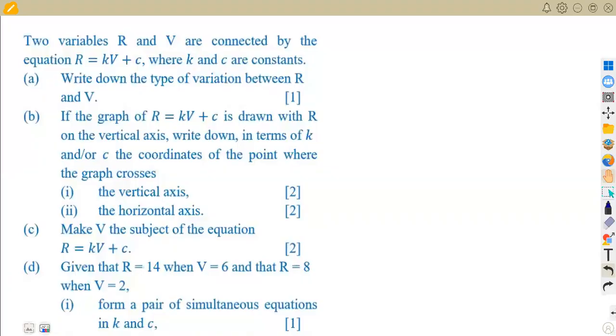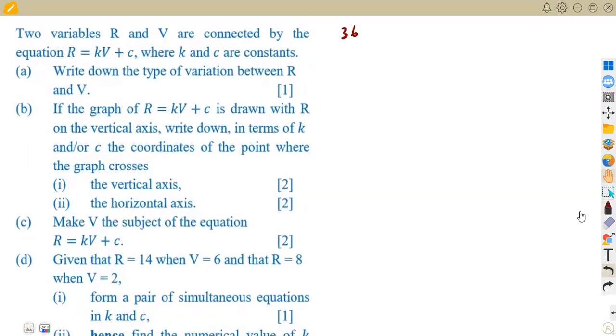All right. Question number 36. Now let us consider this information here. There are two variables that are given as R and V, connected by the equation R is equal to KV plus C, where K and C are constants. So it's actually the same typical part, this partial variation that you've been talking about. They're asking us on the first part, write down the type of variation between R and V. As you can see, it's a sum of two parts with a constant and a constant. So this is partly constant, this is partly varies as V.